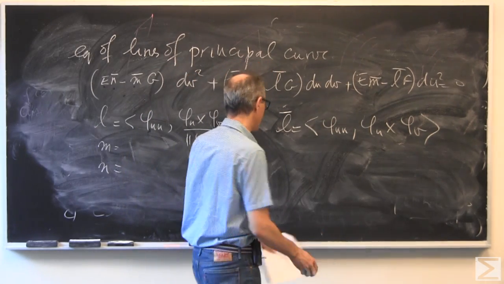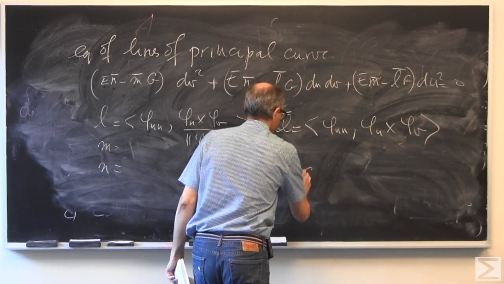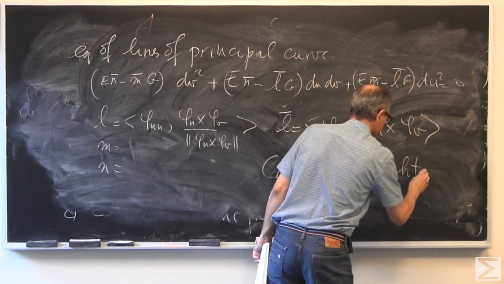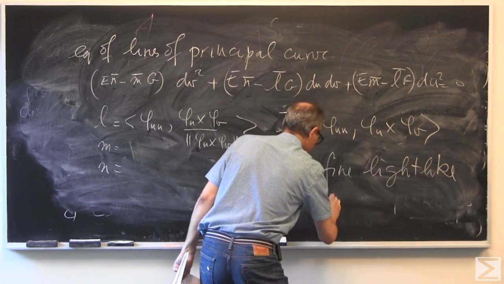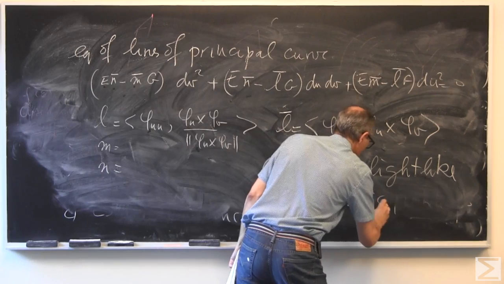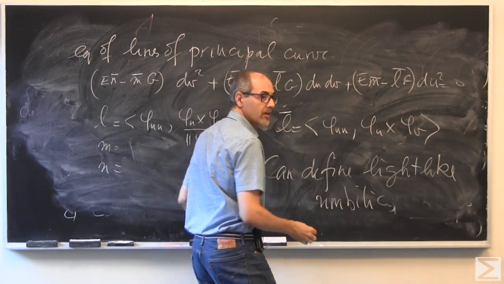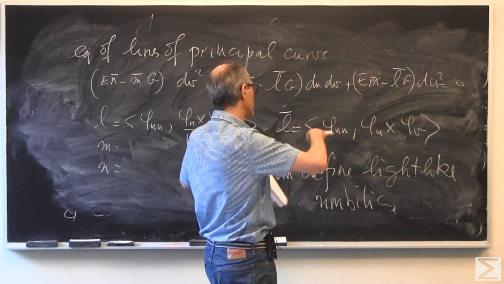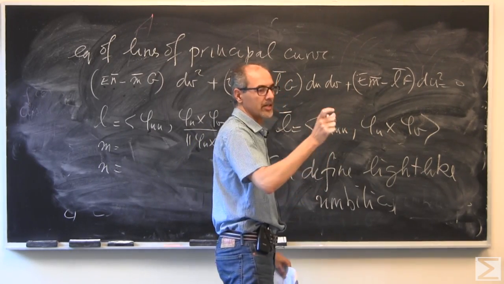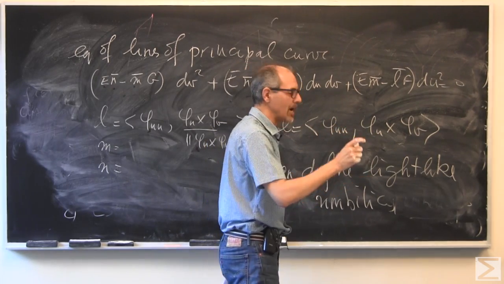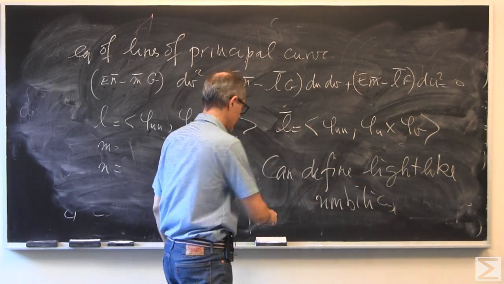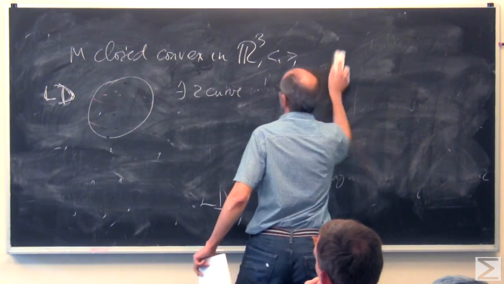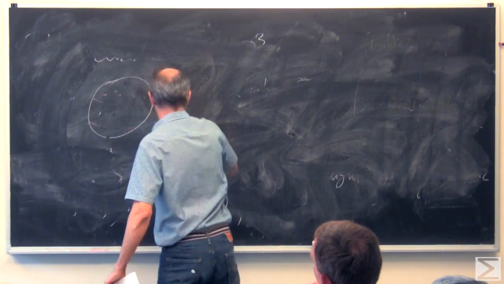Okay? So we can define light-like umbilic points. And the theorem, of course, now. The minors are zero, yes. That's exactly it. So the theorem is, in this case, the conjecture is true.